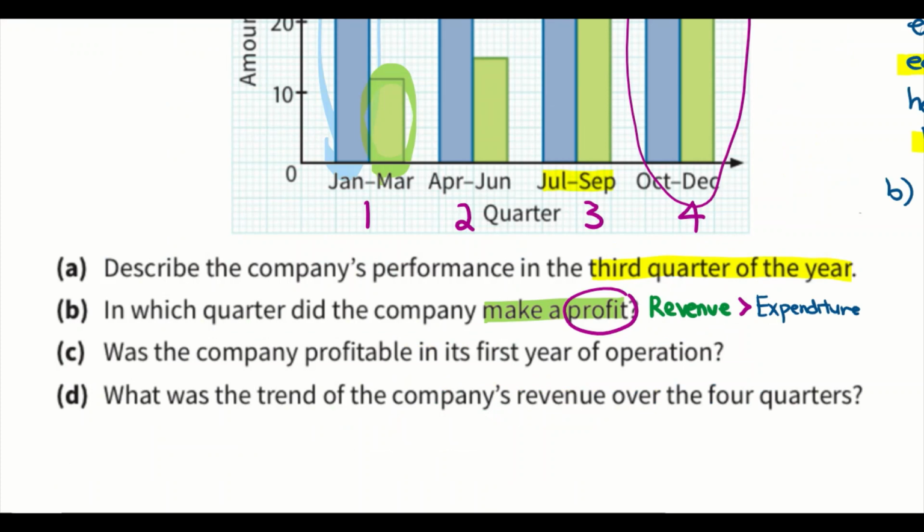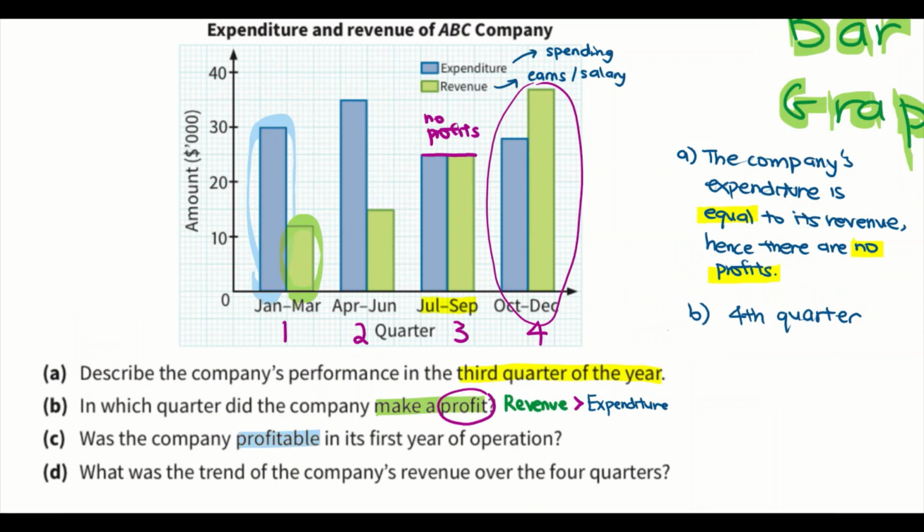So, was the company profitable in the first year of operation? Profitable means that the total revenue should be more than the total expenditure. But is it really more profitable? Let's check. In the first quarter, it made a loss. And in the second quarter, it also made a loss. In the 3rd quarter, it is quite even because there are no profits. And in the final quarter, it made a profit.